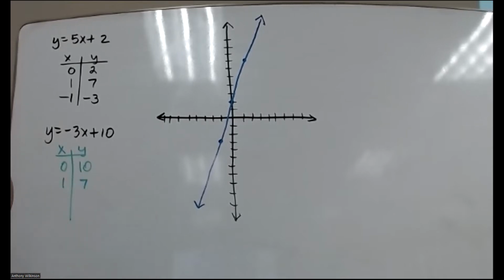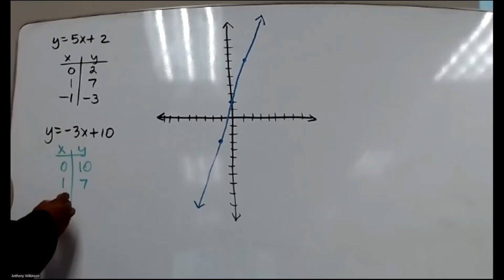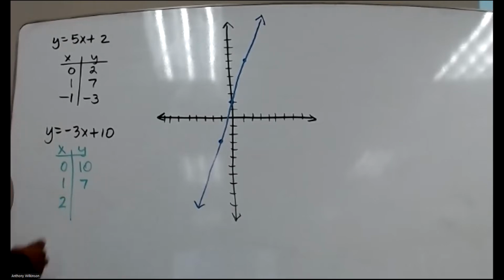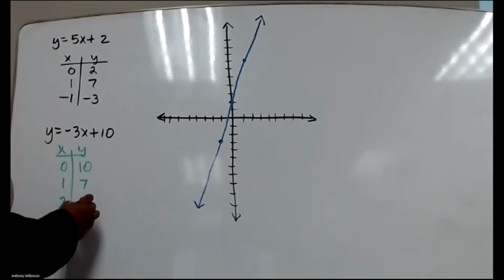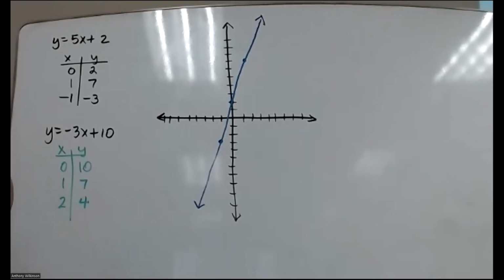And then finally, let's see. I'll try 2, since it's already negative. -3 times 2 is -6 plus 10 will be 4. So those are the ordered pairs for y equals -3x plus 10.